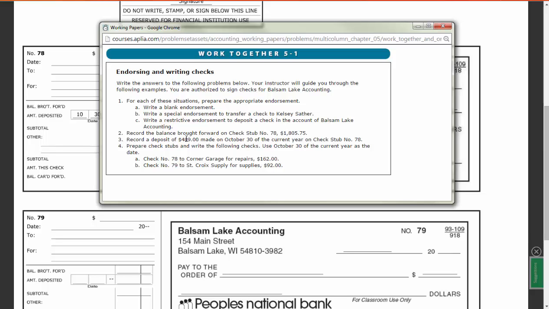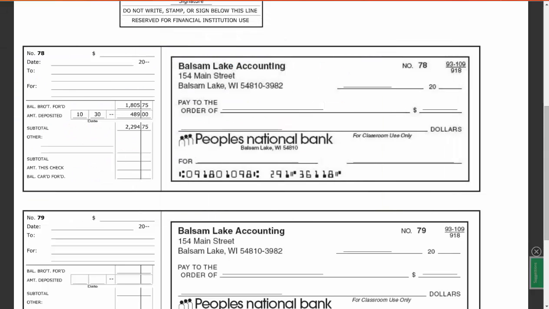is record a deposit of $489 on check stub number 78. Now, instruction number 4 says prepare check stubs and write the following checks. Use October 30th of the current year as the date. So we have check number 78 is written to the Corner Garage for repairs. So when we start writing out this check, we do the check stub first.